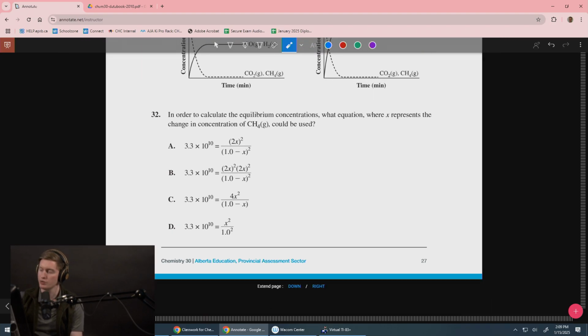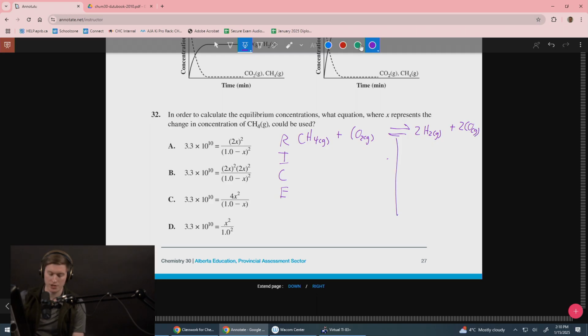In order to calculate the equilibrium concentrations, what equation, where X represents the change in concentration of methane gas, could be used? We're going to build a RICE table for this, where the R represents our reaction, I is our initial concentrations, C is our change, and E is our concentrations at equilibrium. Here's our initial reaction. We have methane plus carbon dioxide that is becoming 2 moles of hydrogen gas and 2 moles of carbon monoxide gas.